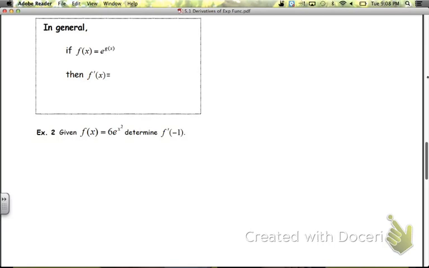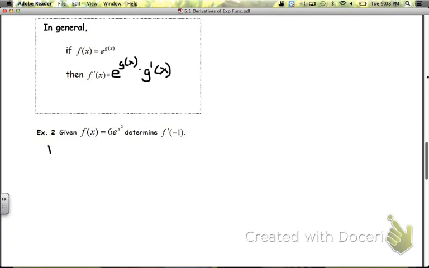So in general, if f at x equals e to the power of g at x, f prime of x is going to be equal to e to the power of g of x times g prime of x. So now let's take that rule and do example 2. Given f at x equals 6 e to the power of x squared, determine f prime of -1.